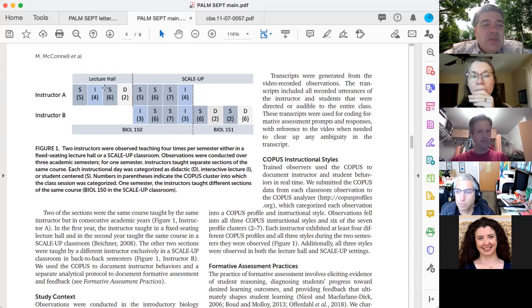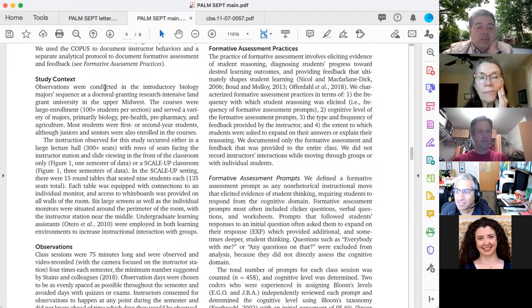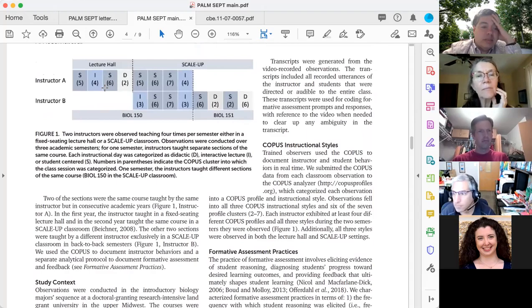And so this is your first taste into what will be a fairly repetitive discussion in this paper, which is not seeing significant correlations between some of the COPUS data and some of the formative assessments, although we haven't touched on a formative assessment just yet.